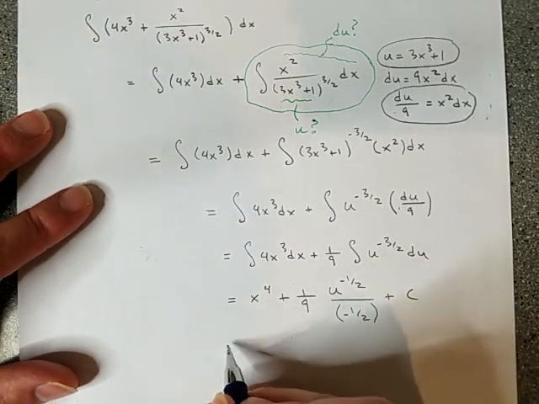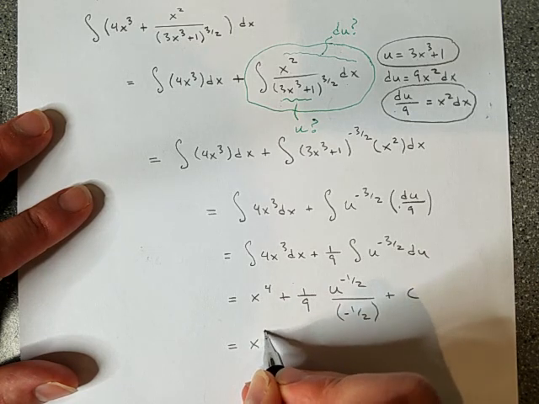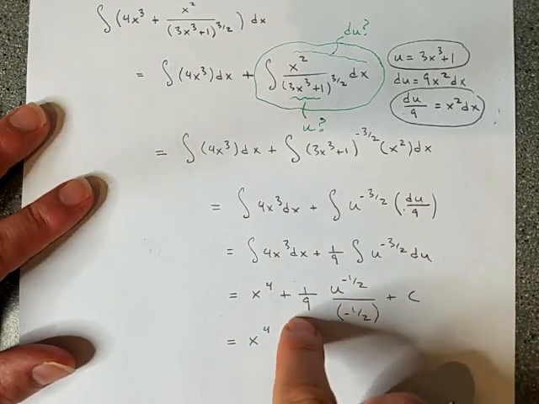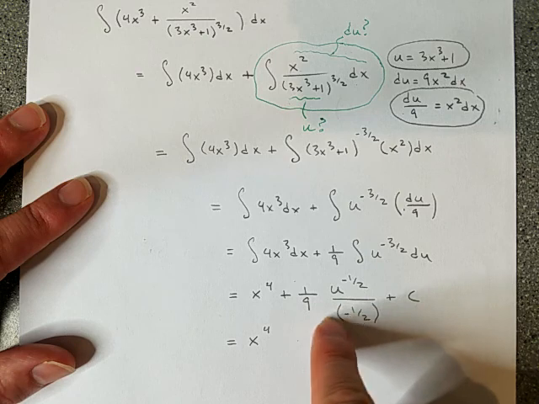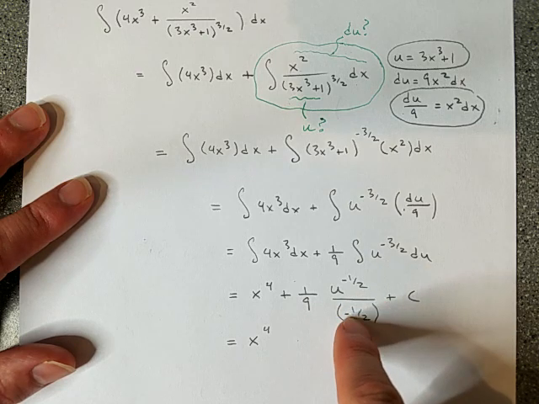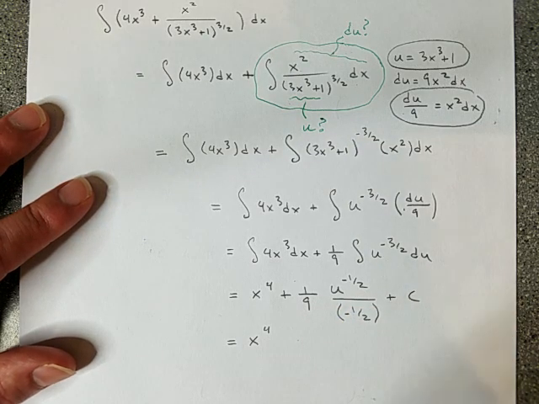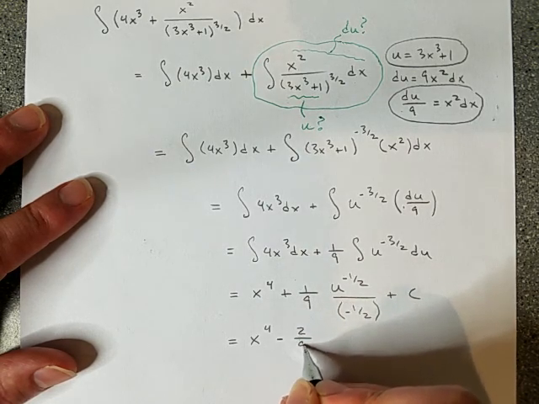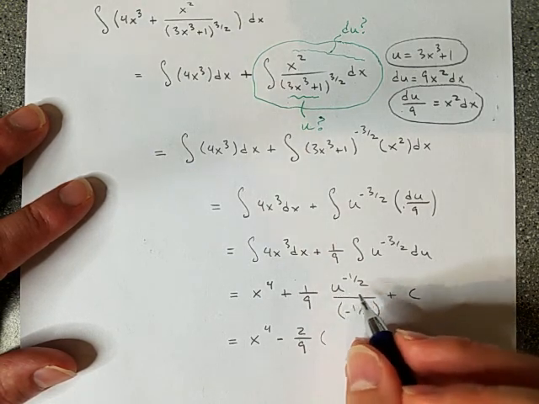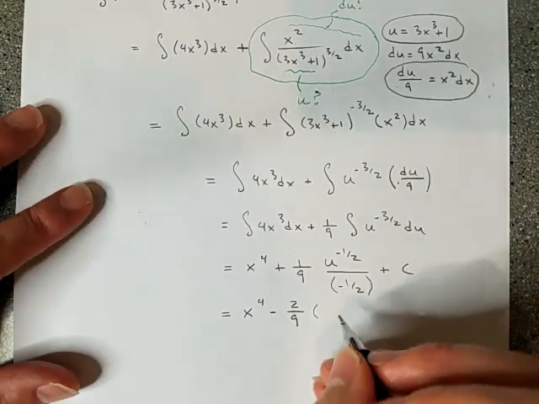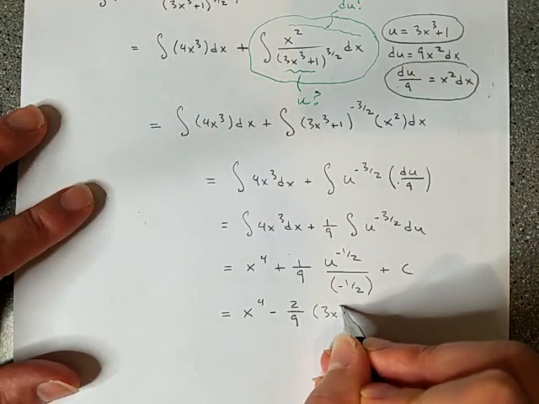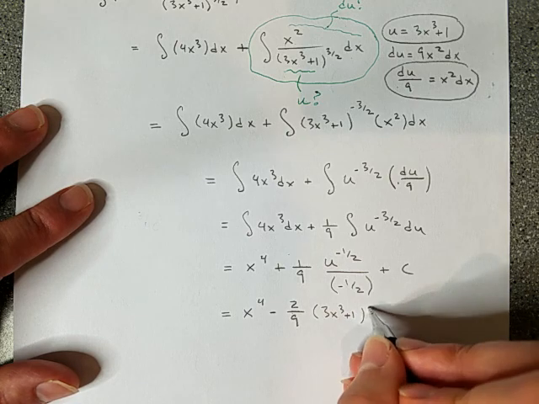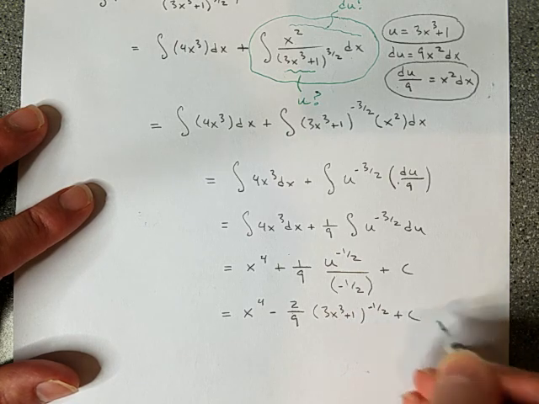Final answer. Let's see. So I got this x to the 4th. What's 1/9 times the reciprocal of negative 1/2? If I'm dividing by negative 1/2, that's the same as multiplying by 2. So I'll say negative 2 over 9. And what was u? 3x to the 3rd plus 1. 3x to the 3rd power plus 1 to the negative 1/2 plus c.